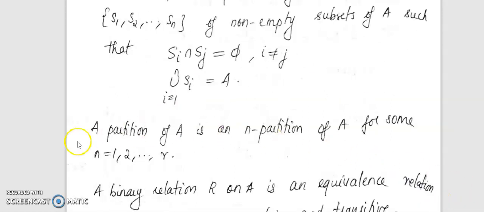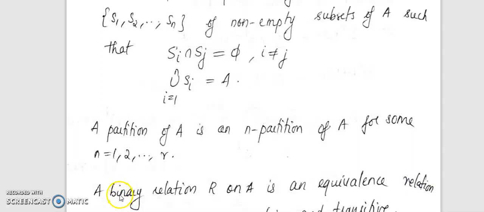Now a partition of A is an n-partition of A for some n equal to 1 to r. The set we have taken has a total of r objects. So if you have to form non-empty subsets, then for the value of n, when we take n-partitions, I can have up to r partitions at maximum. I can have one partition. It means you will get the set itself in that case.